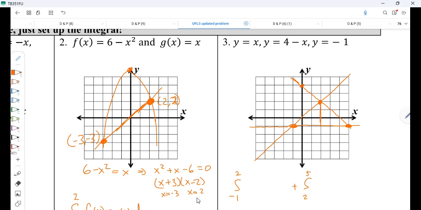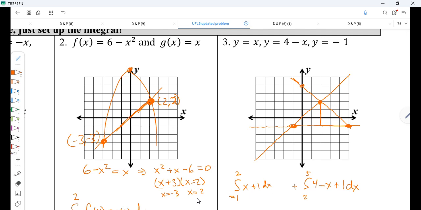So my upper function is x, and my lower function is always -1. So this is going to be x plus 1 dx. And the other way around, it's going to be 4 minus x, again, plus 1 dx. And that plus 1 just comes from minus -1, right? This time I didn't show that. And that is a minus sign, despite the fact it doesn't look like it. Okay.